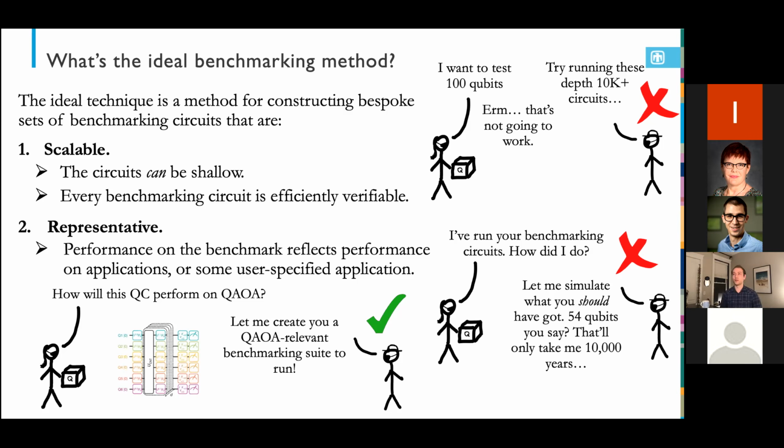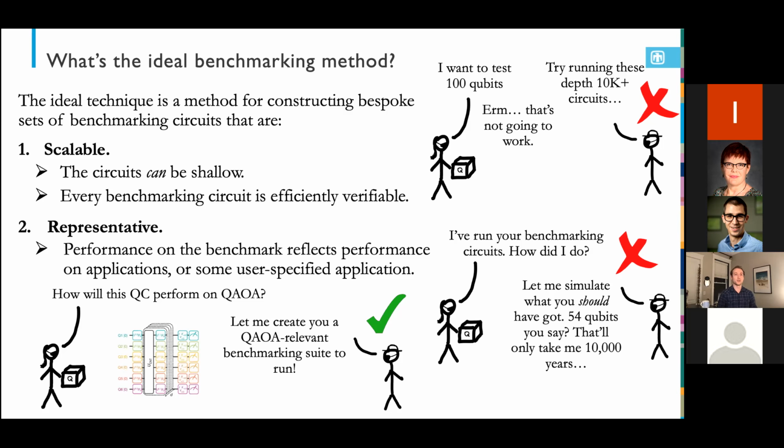And the next property we need is that every benchmarking circuit be efficiently verifiable, so that after someone's run the circuits, we can actually tell them how well they did. Because if someone runs the experiment and then you say you're going to need 10,000 years to actually assess how well they did, they're not going to be very impressed with that. And that's what would happen if you did cross-entropy benchmarking on 54 qubits.